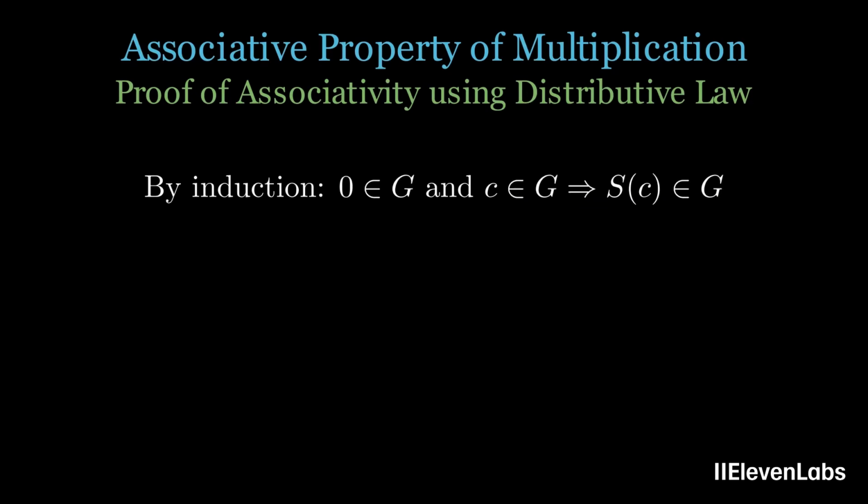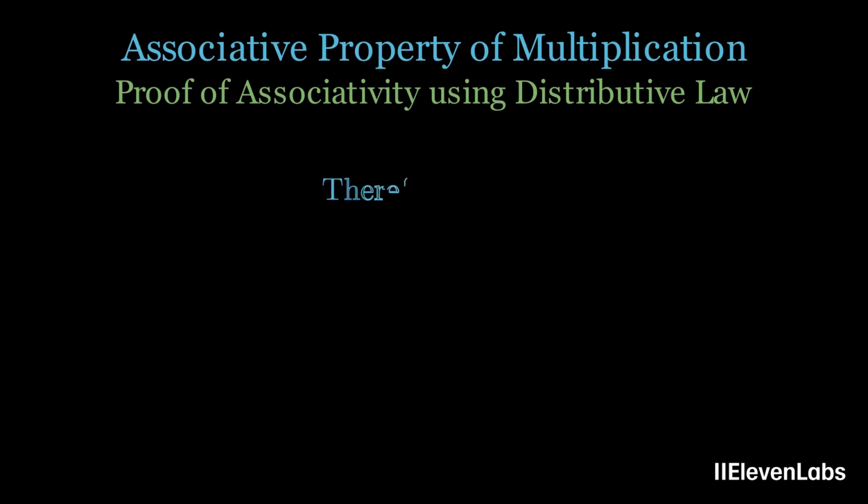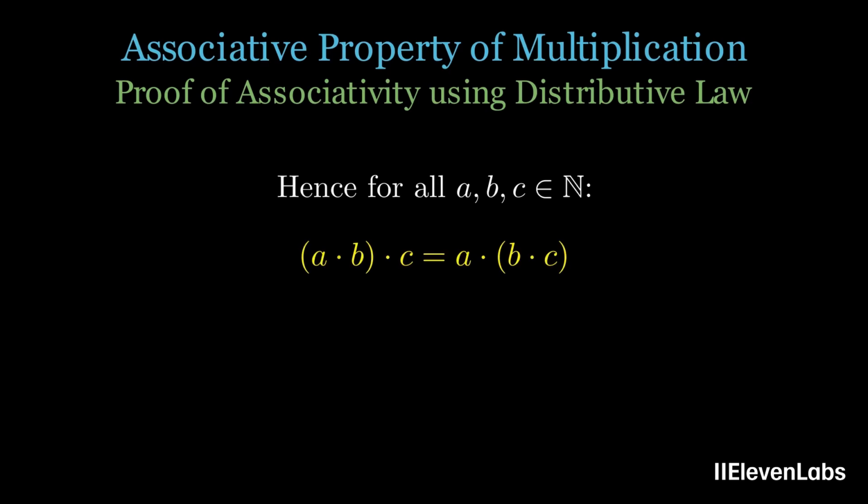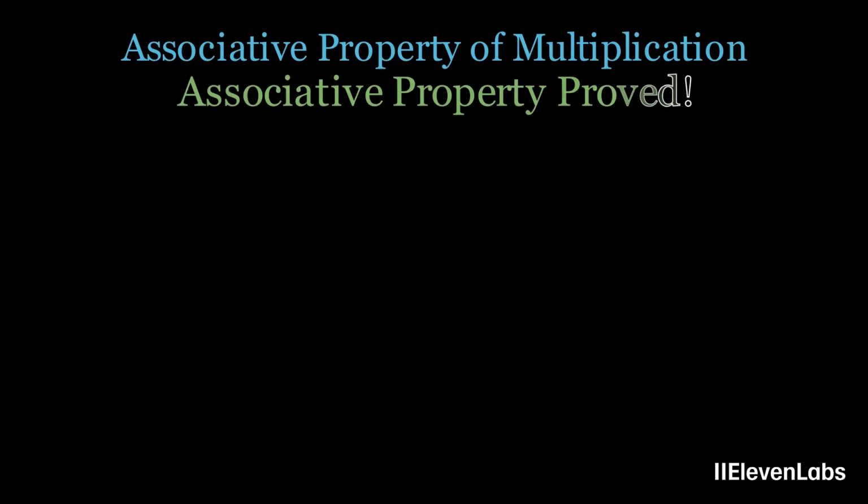So, for all natural numbers a and b, the set of values of natural numbers c, such that the proposition holds true, is exactly equal to the set of natural numbers itself, or G equals N. Hence, for all natural numbers a, b, and c, the statement of the theorem holds true, or the associative property of multiplication holds true for the set of natural numbers. So we have just proved one of the fundamental properties of the multiplication of natural numbers.